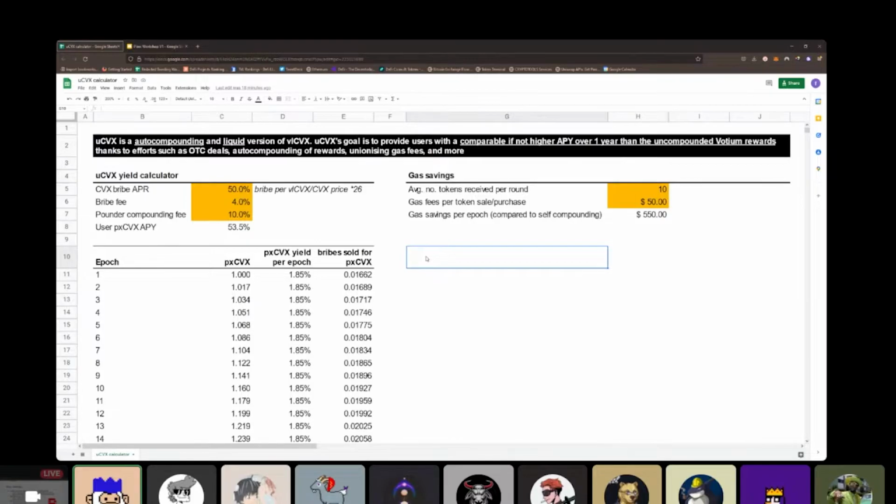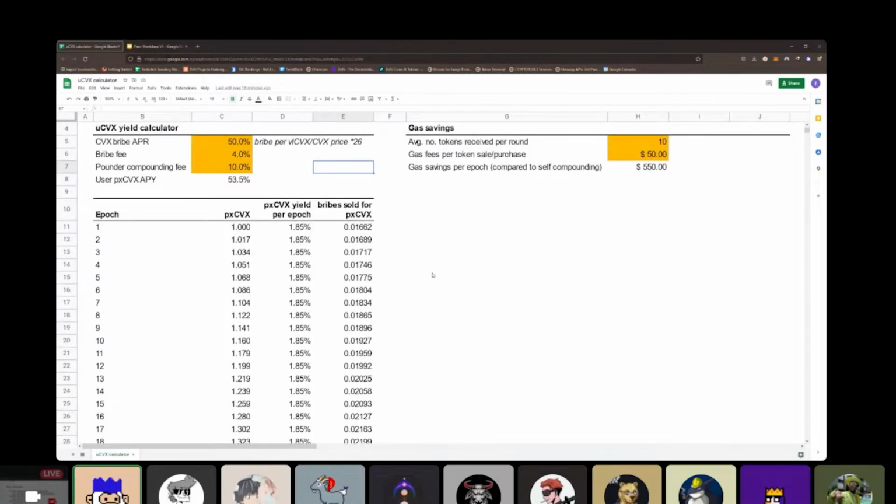That's the base APR. This is what we're comparing to what we're looking at. And when you include the compounding effect and the fees that are charged either at the PX CVX level or at the pounder level, you are able to get a yield that is higher than the uncompounded yield. And that's really just through the magic of compounding without even including the gas savings.